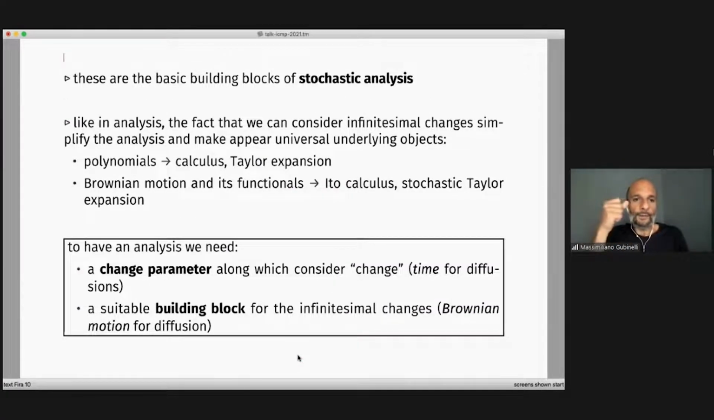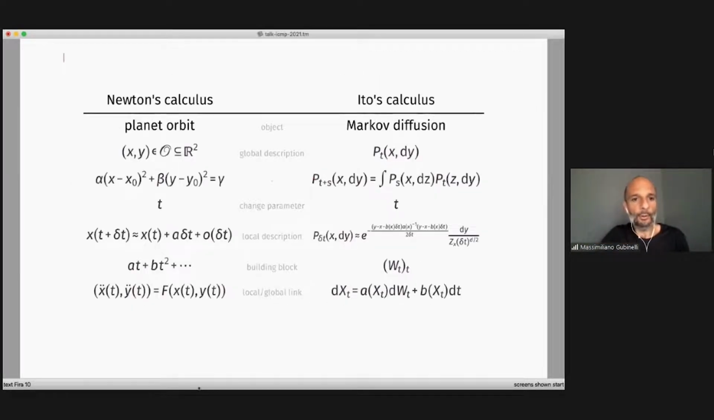And then, of course, stochastic analysis is a probabilistic version of analysis. And in analysis, you have similar players. You want to analyze continuous curves, and then you have polynomials, which are like these local objects with which you can reconstruct more complicated curves. And then you have calculus and Taylor expansion. And then you need to have essentially this building block to construct an analysis. That is, you need to identify a parameter along which you want to consider change in a very generic way, and then a building block to build up from very small changes a global change, okay? So let me draw a first table, a dictionary.